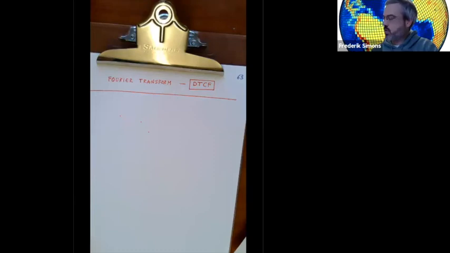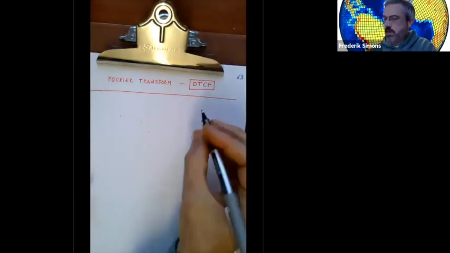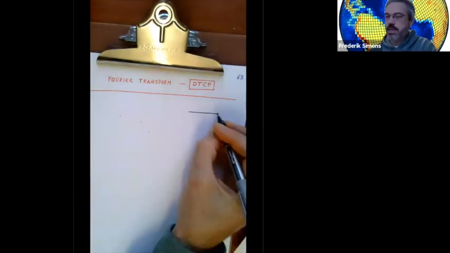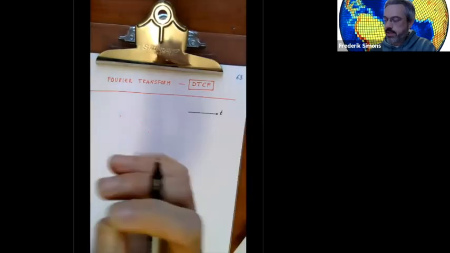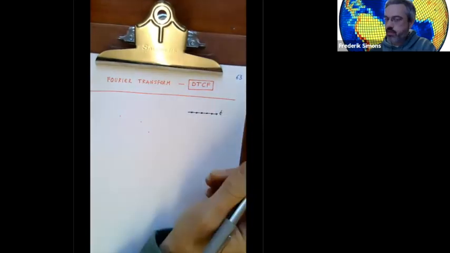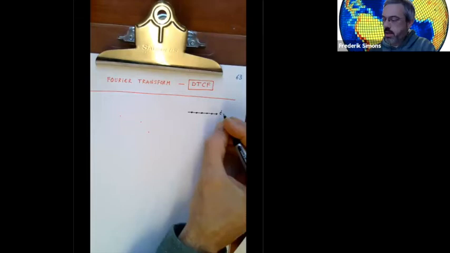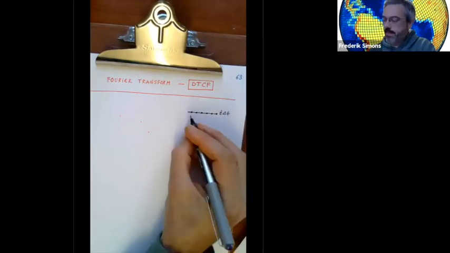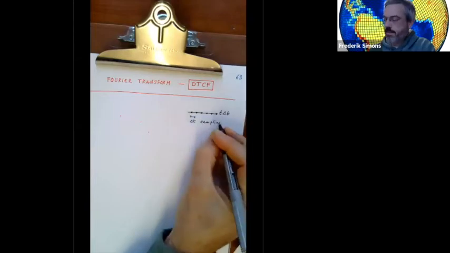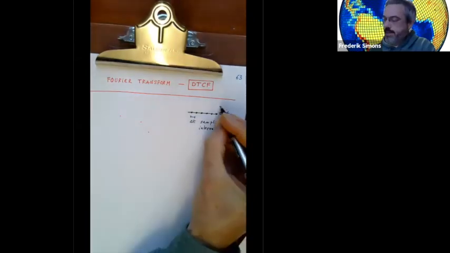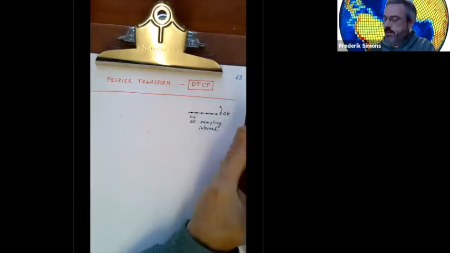Okay, so where's my picture? Here is time. Now time is discretized. So I'm actually going to call time index times delta t, and delta t would be the sampling interval. And maybe I'll change my mind on this notation, but that's what I had.